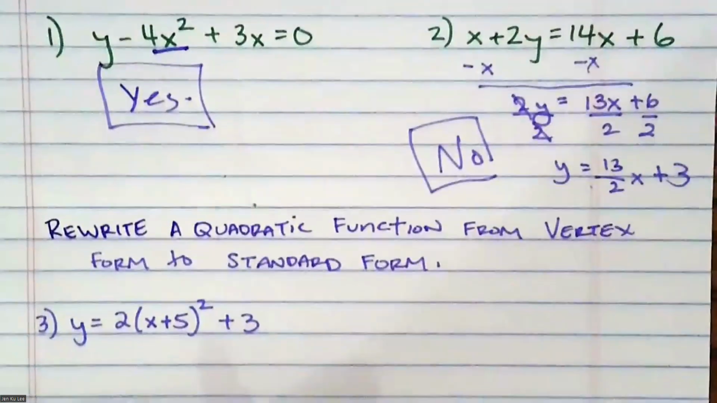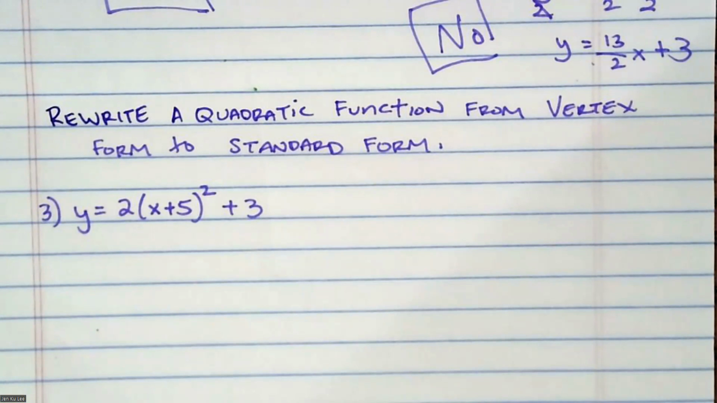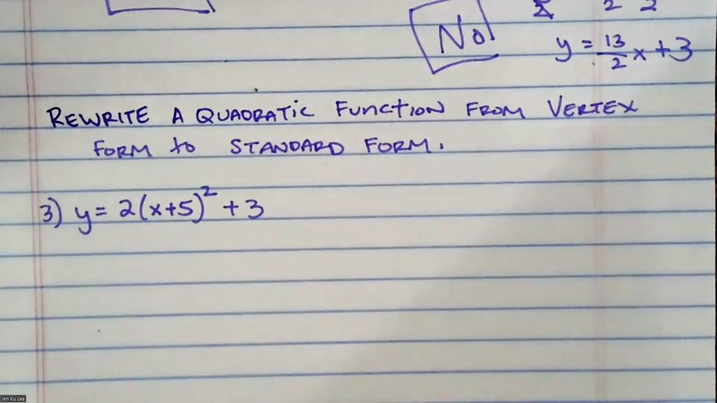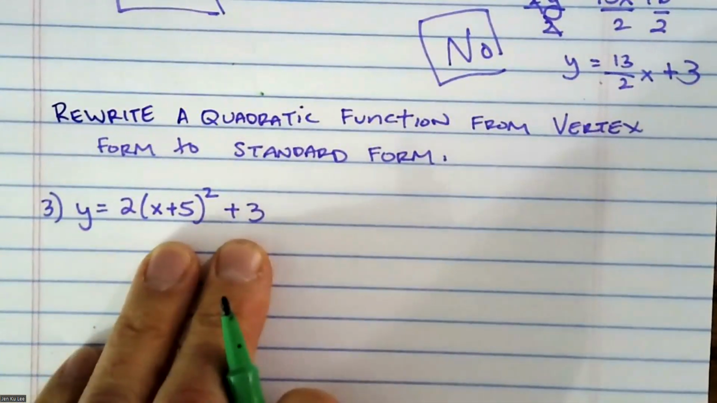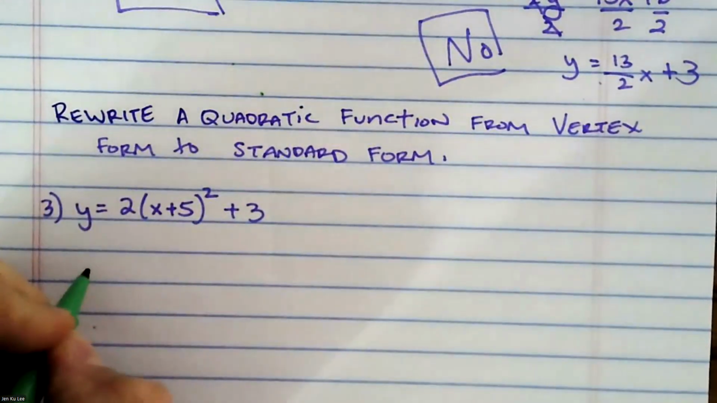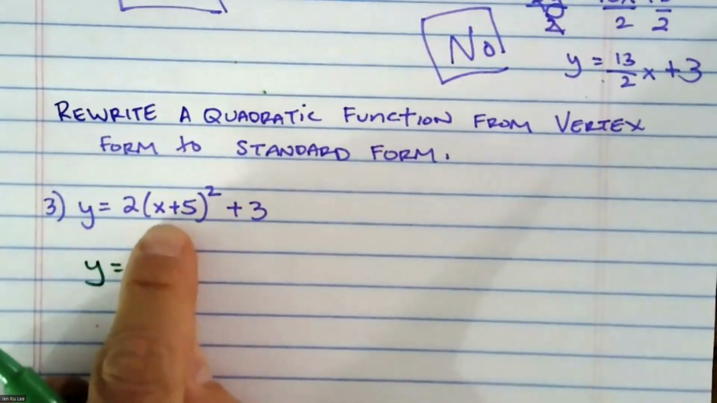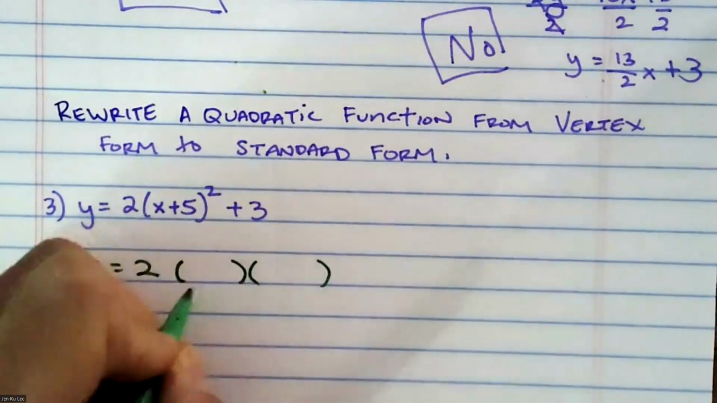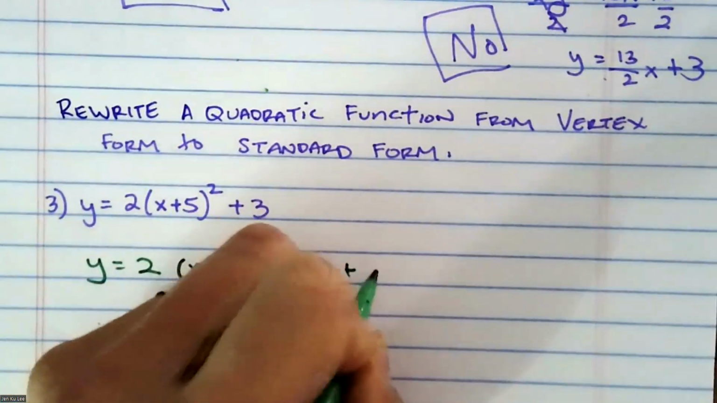So we must have an x squared in order to be a quadratic. The next set of examples is right here. Rewrite the quadratic function from vertex form, remember, vertex form is like this, to standard form, the ax squared plus bx plus c. Here we're just going to multiply this out. So y equals 2. Now, since this is squared, x plus 5 quantity squared, I am just going to make it x plus 5 times x plus 5 plus 3.